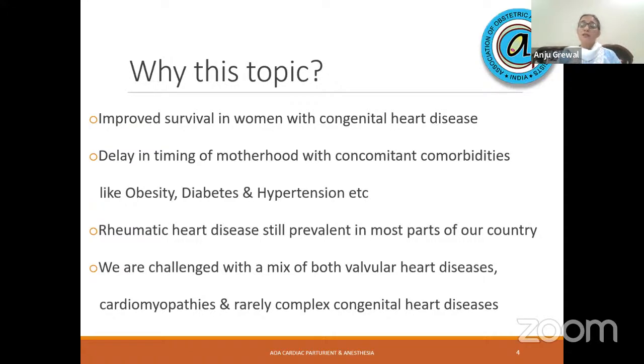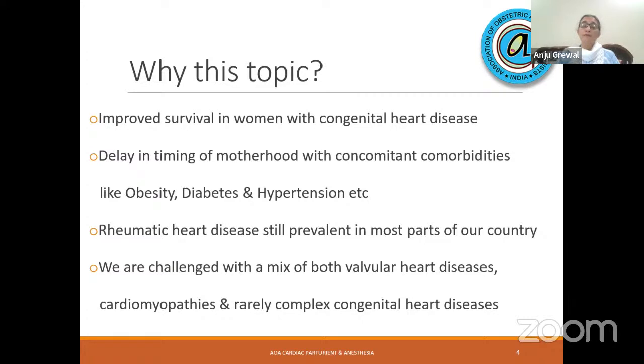And why has this become so much more common is the fact that many of the women would initially, in the initial years, not survive to motherhood. Now, with good medical advances and surgical advances, I would say many of the women with congenital heart disease do survive to motherhood. On top of that, there is a delay in the timing of motherhood. That means that we have mothers with advanced age and therefore have concomitant comorbidities like obesity, diabetes, and hypertension, which bring forth their own challenges.